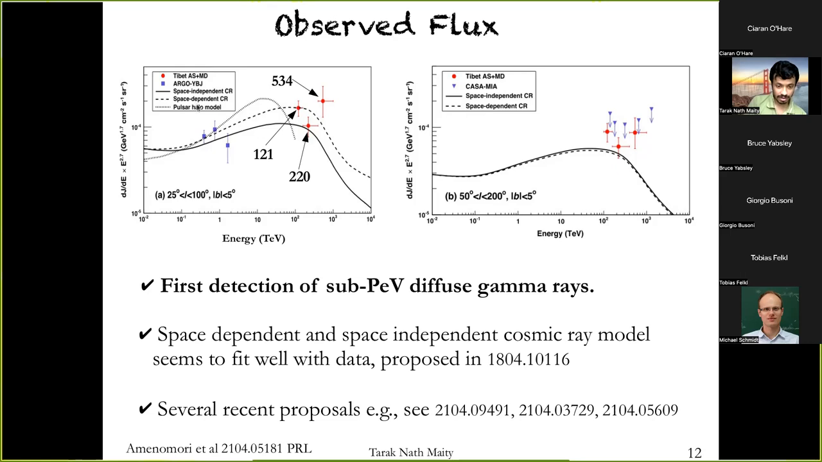The blue colored points that you can see over here are what has been observed by the Argo observation. And you can see that within even two decades, there is no observation. So that's why this is the first detection of sub-PeV diffuse gamma rays.